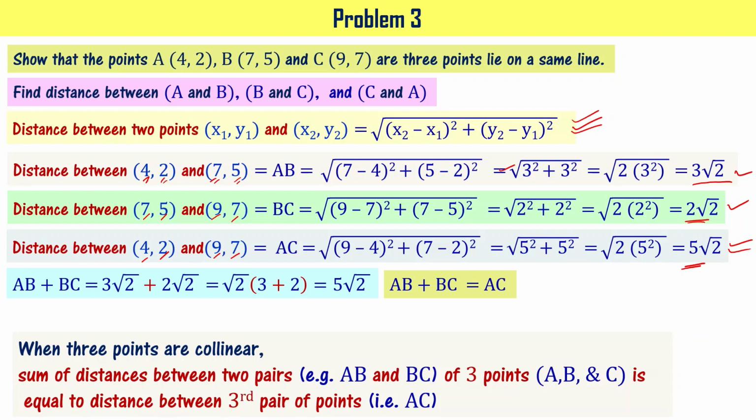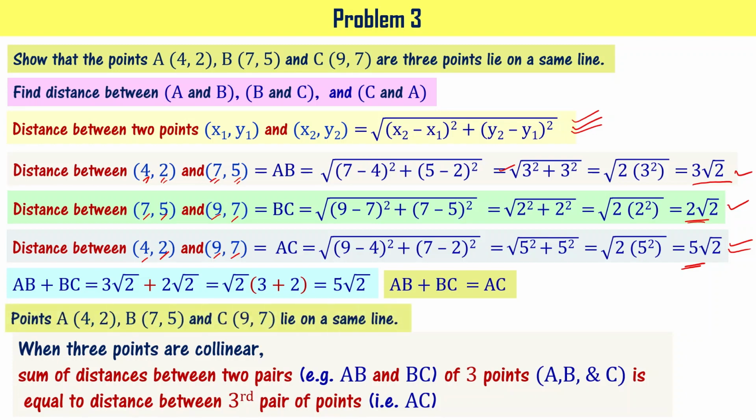Since the sum of the distances between two pairs is equal to the distance between the third pair, we can say that these 3 points, A, B, and C, are collinear points, or they lie on the same line. That's the whole idea of this problem.